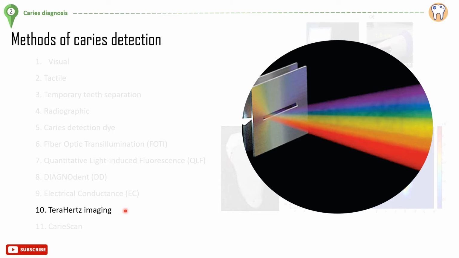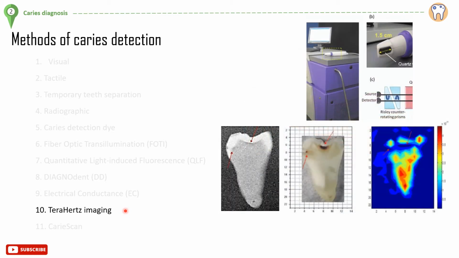Number 10. Terahertz pulsed imaging, or TPI. It can be utilized in the early detection of dental caries and defects in tooth structure without using X-rays. 2D images can be obtained, and the caries lesion appears as a dark blue area.